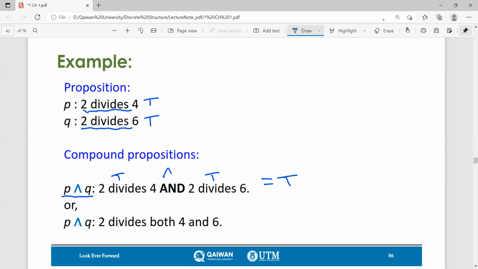And also we can express this in other words: we can say 2 divides both 4 and 6. That's the same as the above one. Both have the same meaning. In the first one, it says 2 divides 4 and 2 divides 6. That's the same as saying 2 divides both 6 and 4. Okay.